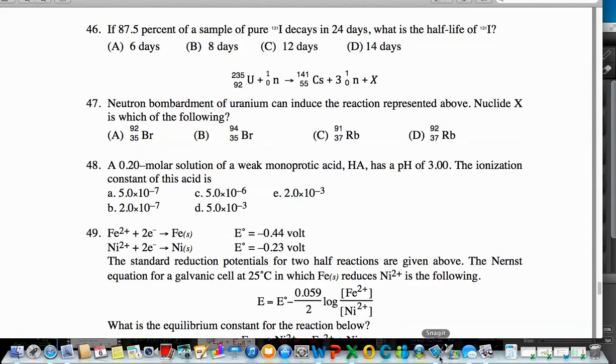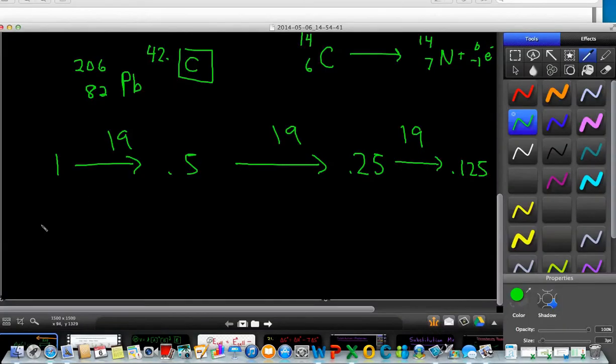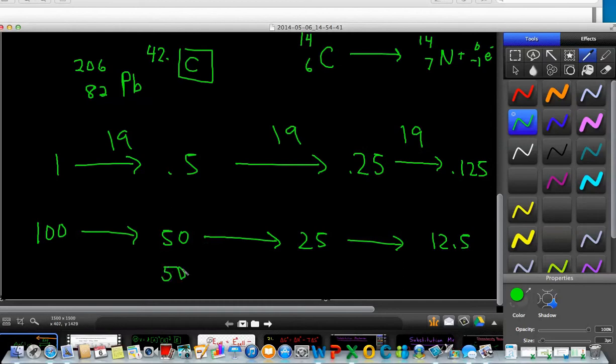Number 46, a little bit different. We are going to only have 12.5% of what I once had after 24 days. We really just saw this math. We'll do it in a different way. So if I start with 100%, after 1 half-life I'll have 50, after 2 half-lives I'll have 25, after 3 half-lives I'll have 12.5. That means I have 50% decomposed, then 75% decomposed, then 87.5% decomposed. 3 half-lives are 24 days.